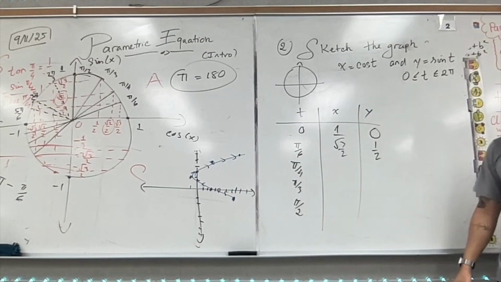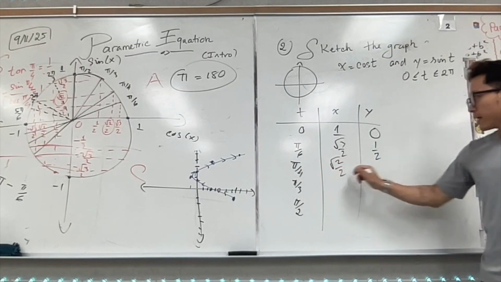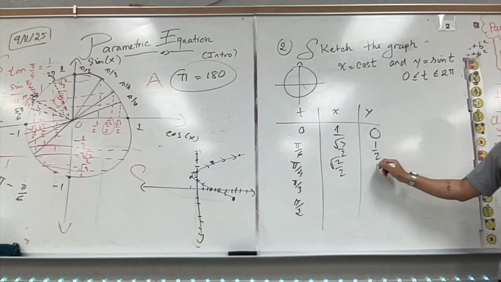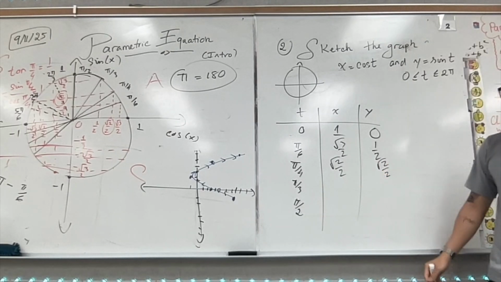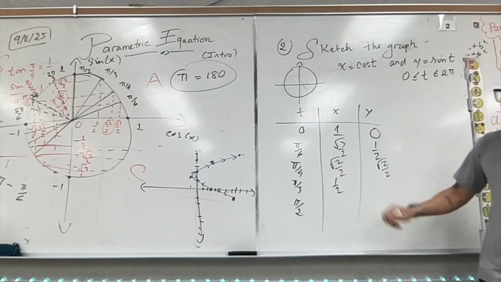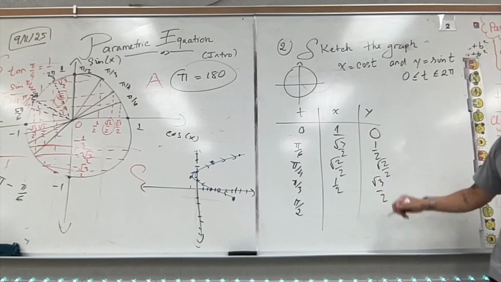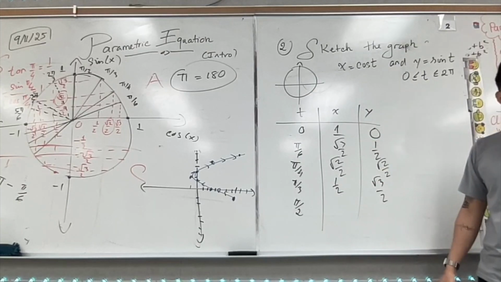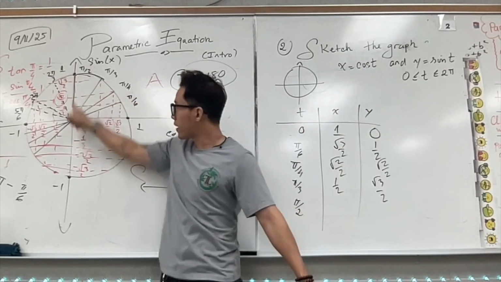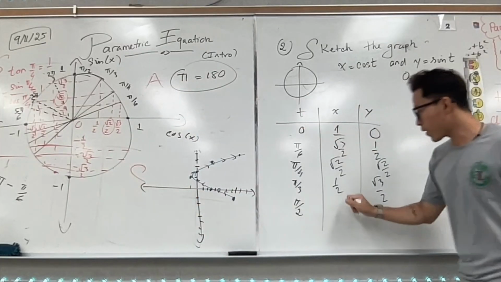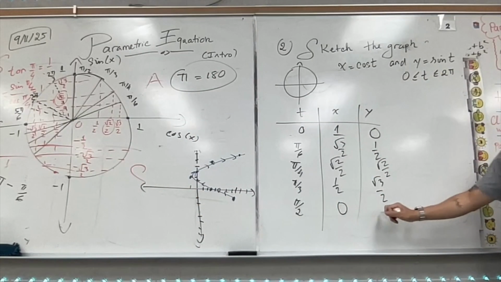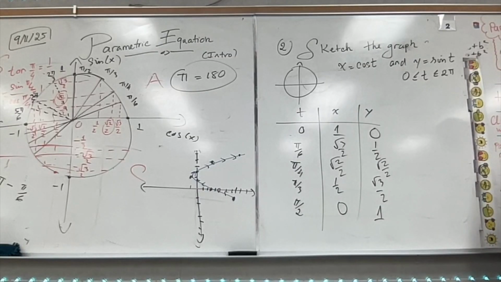Cosine pi over 4: square root of 2 over 2. Sine pi over 4: square root of 2 over 2. Cosine pi over 3: 1 half. Sine pi over 3: square root of 3 over 2. Good. Cosine pi over 2: 0, right here. Right? So 0. And then sine of pi over 2: 1. Yeah? You know how to read the unit circle?